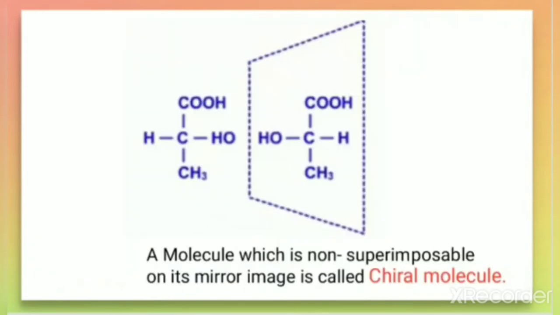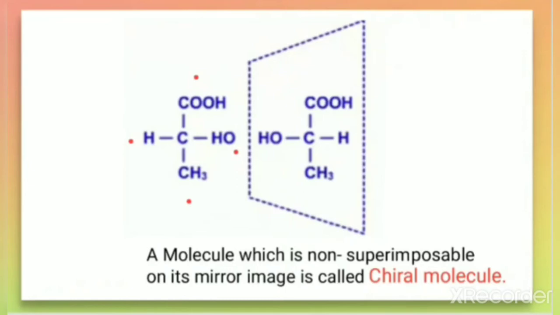Let us take one particular example. In this example, you can find that the carbon atom is surrounded by 4 different atoms or groups of atoms. So, this molecule is an asymmetric molecule. But when we observe its mirror image, you can find that it is non-superimposable. You can see that the left and right hand sides get changed here. It is a non-superimposable mirror image.